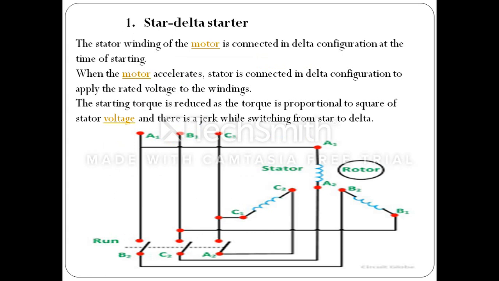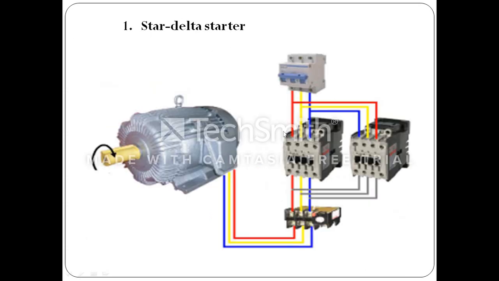Now the star delta starter. The stator winding of the motor is connected in a star configuration at the time of starting, as shown in the figure. And when the motor accelerates, the stator is connected in a delta configuration to apply the rated voltage to the winding. Then the starting torque is reduced, as torque is proportional to the square of the stator voltage, and there is a jerk while switching from star to delta. Here the actual motor with a star delta connection is as shown in the figure. So that is the star delta starter.